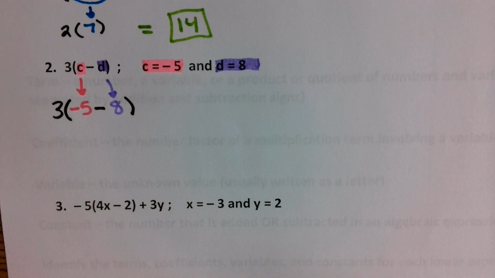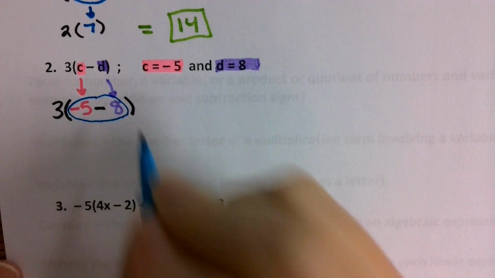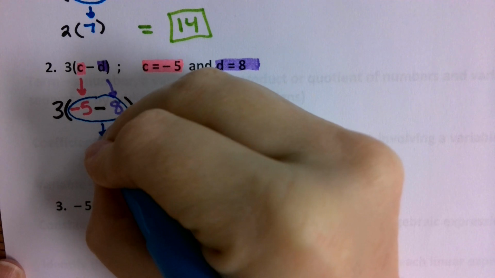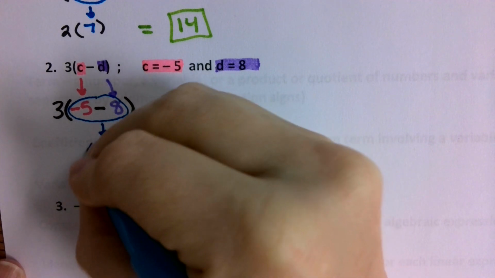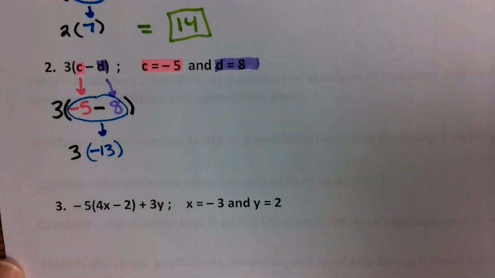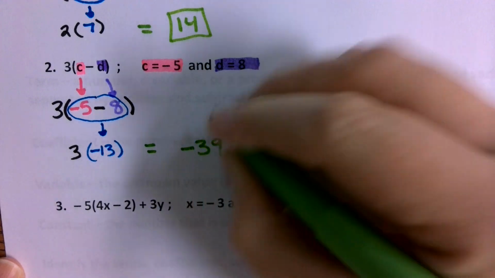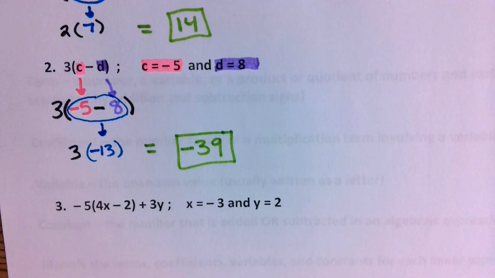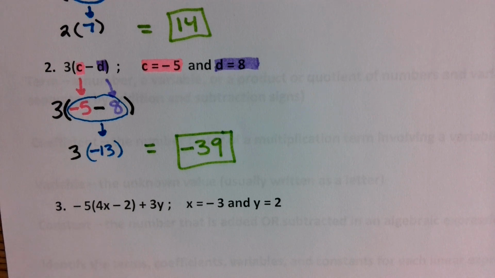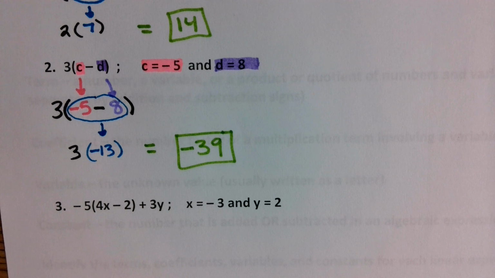So if I were to follow my order of operations, I would have to do the parentheses first. Negative 5 minus the 8 is going to come out to negative 13. And then you've got 3 times that negative 13, and that's going to come out to a negative 39. But again, you can always double check in your calculator. You could type 3 parentheses, negative 5 minus 8, close parentheses, hit enter, and it will come out as negative 39. Okay?